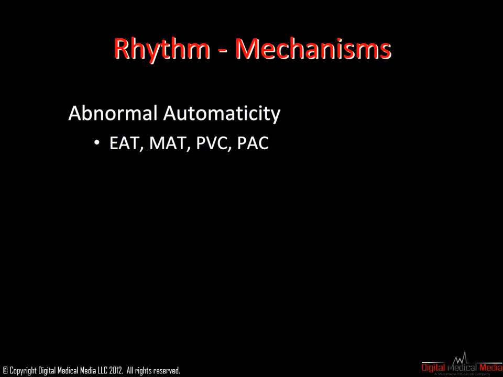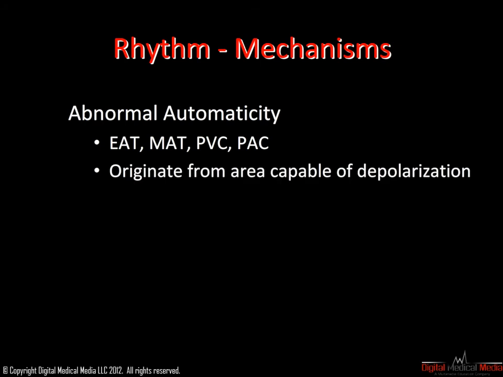Each of these rhythms is generated from a single spot in the heart that is capable of automatic behavior. In other words, the spot is capable of generating its own depolarization. In the case of multifocal atrial tachycardia, of course, there are more than one foci which are operating concurrently. Additionally, PACs and PVCs can come from multiple different origins. In the case of ectopic atrial tachycardia, it is a single focus of automaticity which is generating the problem.